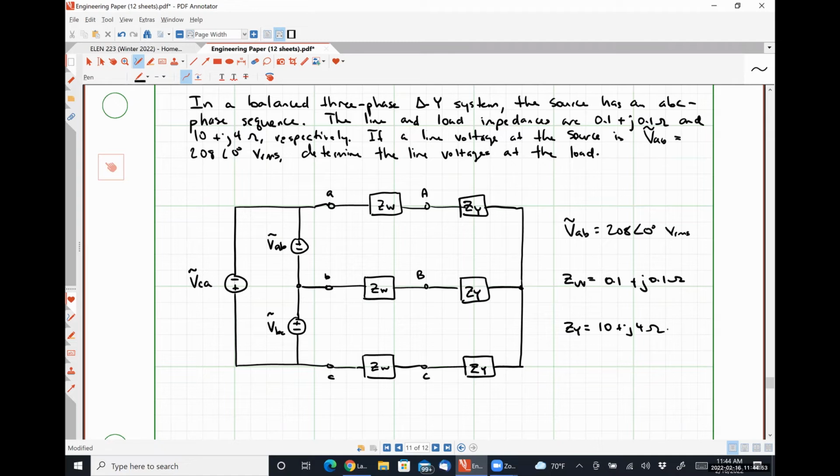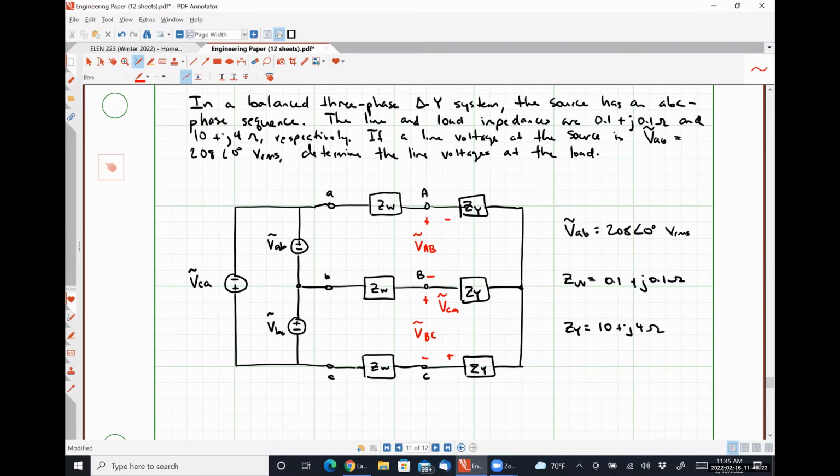All right, so what we are trying to find is this quantity VAB, this quantity VBC, and this quantity VCA. When I ask you for the line voltages, I want all three of those things.